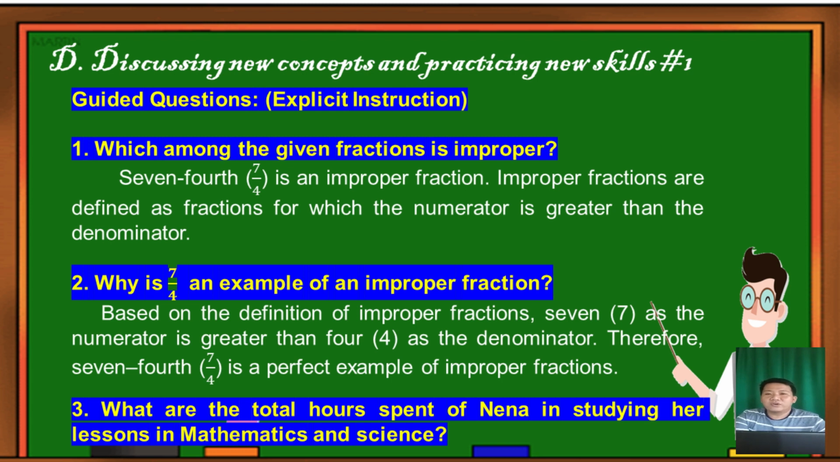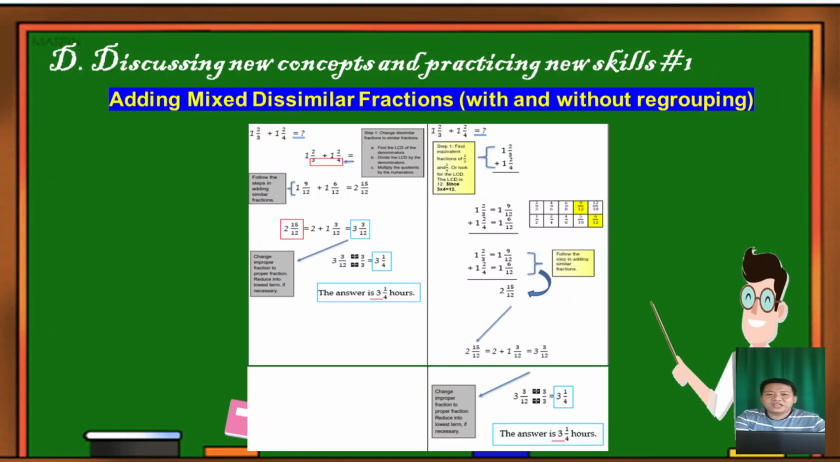There are two sides of the chart, the left and the right sides. The left side is about with regrouping and the right side is without regrouping. We use this for adding mixed decimal fractions and for adding mixed similar fractions. As we all know, regrouping is arranging numbers when adding or subtracting, like fractions or similar fractions. These are fractions with matching denominators, while unlike fractions, dissimilar fractions, are with non-matching denominators.